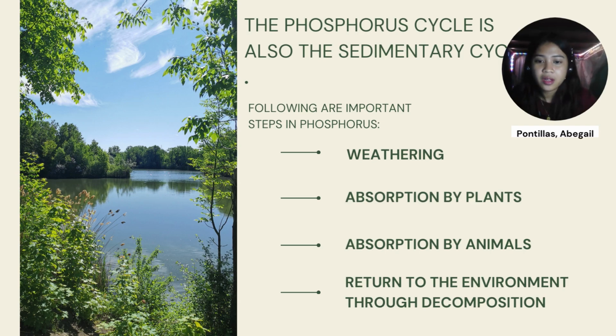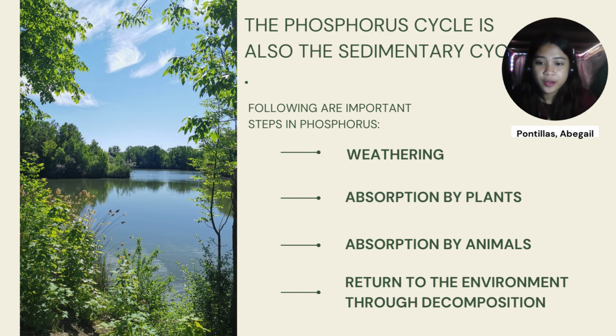Second is absorption by plants. The phosphate salt dissolved in water is absorbed by the plants. However, the amount of phosphorus present in the soil is very little. That is why farmers apply phosphate fertilizer on agricultural land.